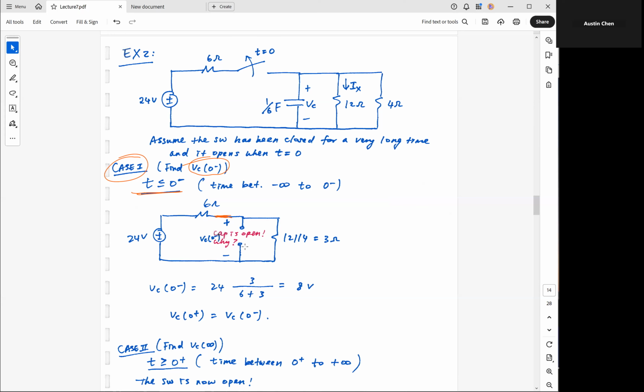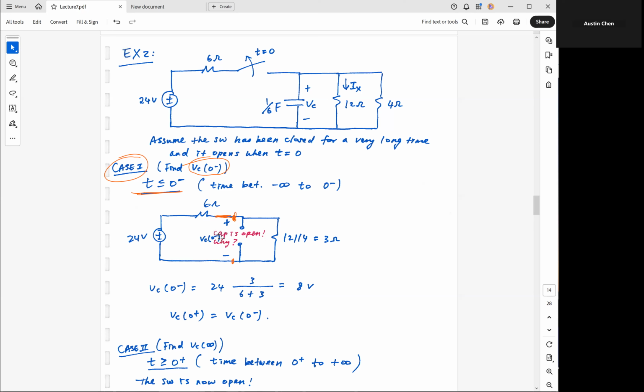Okay, so in that case, this capacitor behaves like an open, then the only thing that we need to do is to find the voltage drop across these two terminals. Because this is my VC at 0 minus, right, across these two points, when this cap is open. So how do we find this voltage?